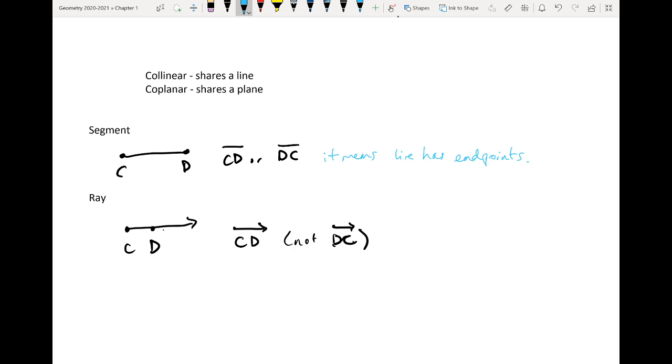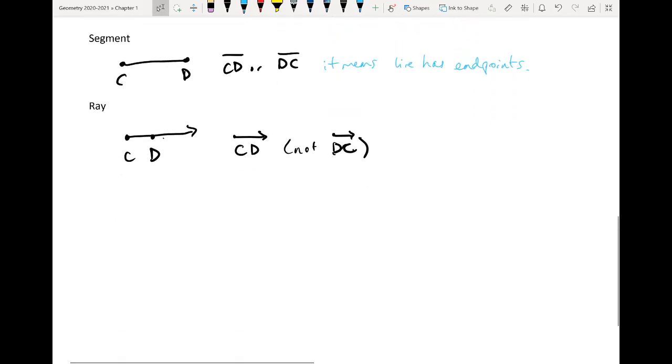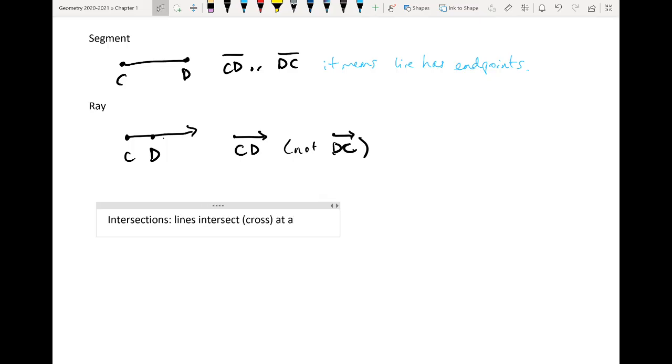Right, our next thing is regarding intersections, and it's going to be the last thing that we're going to discuss today, okay? So intersections. When we have lines intersect, it means that they cross each other, right? One line crossing another, and they do so at a point.